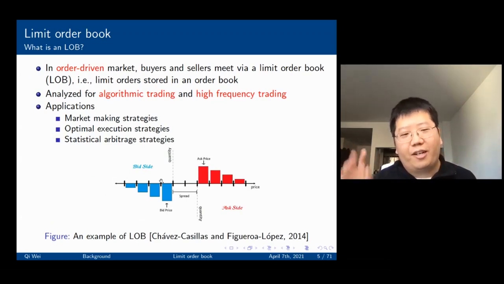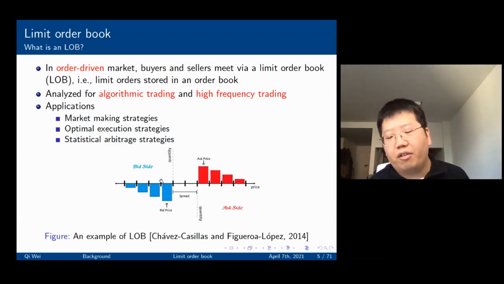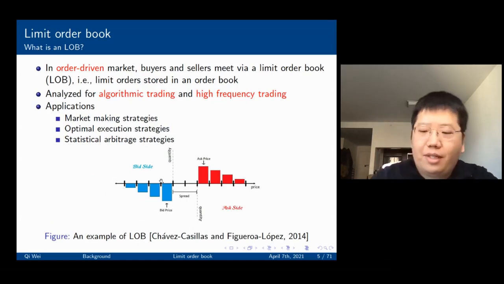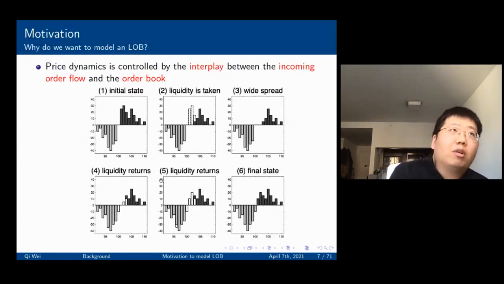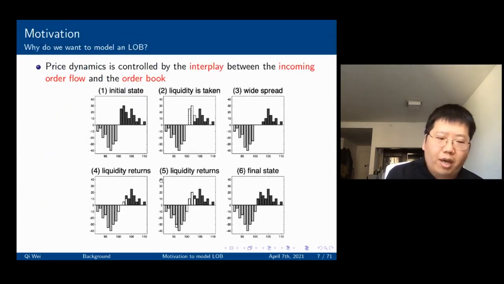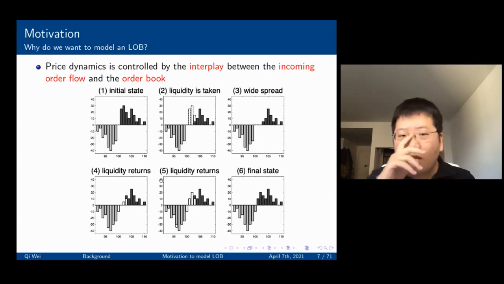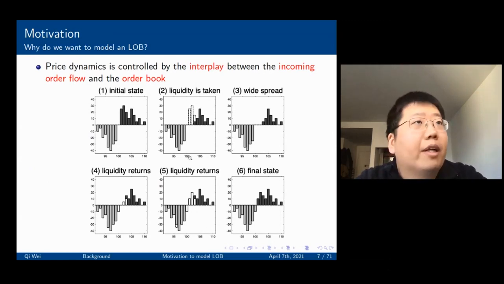So in economic theory, this is like the invisible hand which drives the price dynamics. That's in fact the main reason why the limit order book is so important for the stock market, or for the equity market, because the price dynamics is controlled by the interplay between the incoming order flow and the order book.